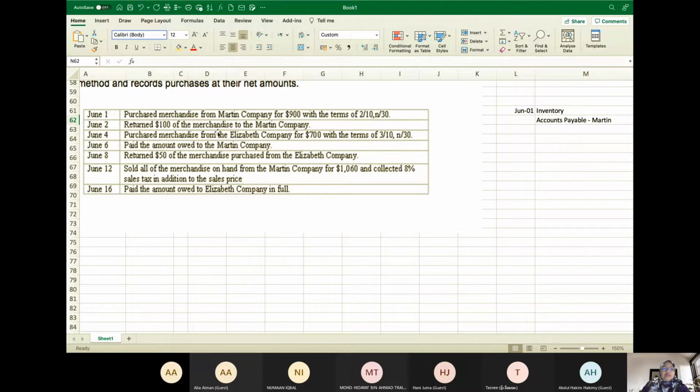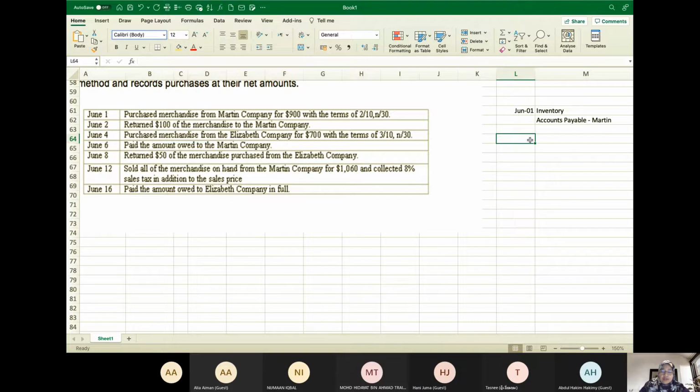So what is this transaction that you call? You first purchase, then you return. What is it called then? Returns. What kind of returns? Is it a purchase return or a sales return? Sales return. Are you sure? You purchase or you sell? Because I bought from Martin and then I'm returning back, so it's a sales return.